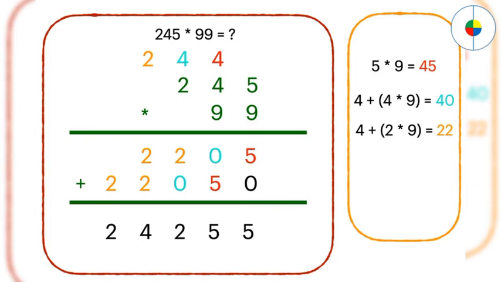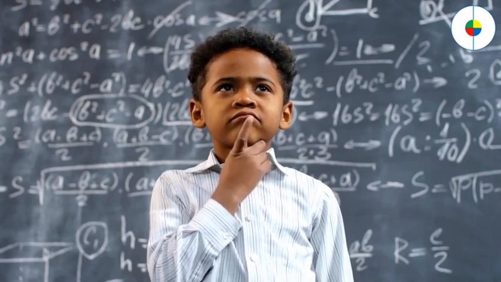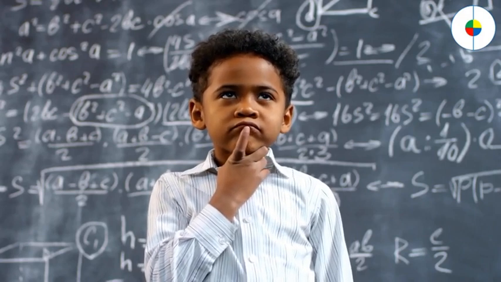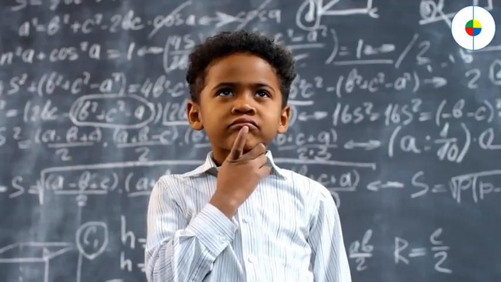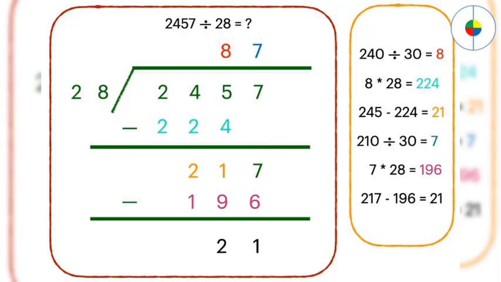If you multiply by a two-digit number, for example, 245 times 99, the regrouping method is quite similar. But the tens digit of the 99 should be treated as 90. So the result would be 24,255. For division, it's more like guesswork. You may need to try several times to get the correct quotient. For example, for 2457 over 28, which quotient will you try first? Since 24 is less than 28, the first digit of the quotient should be 245 over 28.